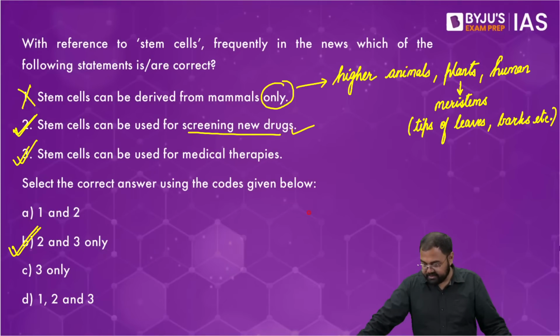How stem cells can repair the organ? They will simply grow into a new organ because they have that. That's what we are saying. That's the property that stem cells have, that they'll grow into the required cell by themselves.